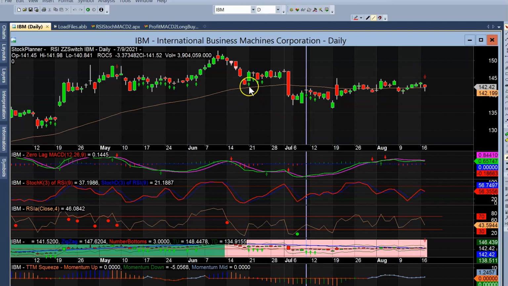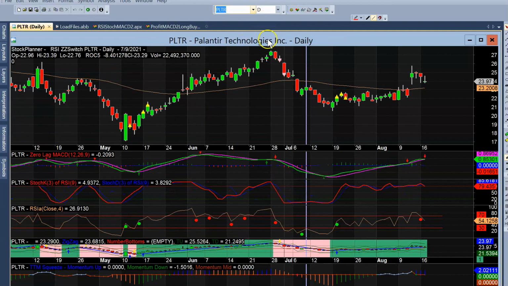That's that one. Buy here, and that would have been a loser. Buy here, that's a winner. Buy here, big winner. Short here, maybe a winner. Okay? So, it's okay. The other stock on the list was Palantir.